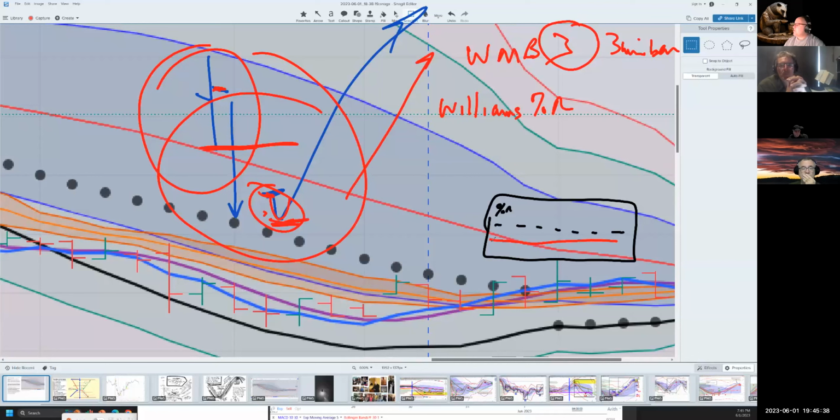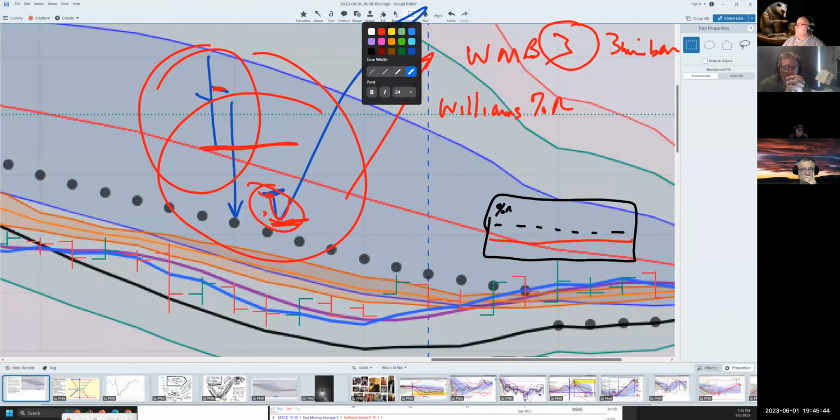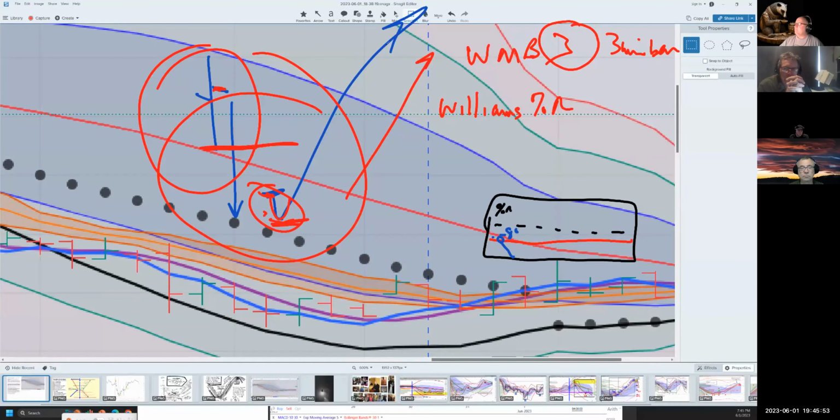So the first signal was the Williams %R10 had to go below minus 80. And once it did, that rule was done. It had officially been oversold. Later on, we'll see that's the equivalent of a harsh winter. It has officially gone into oversold. But we said, look, on a WMB, if it goes into oversold, then that's good.